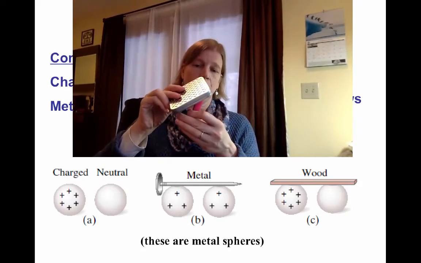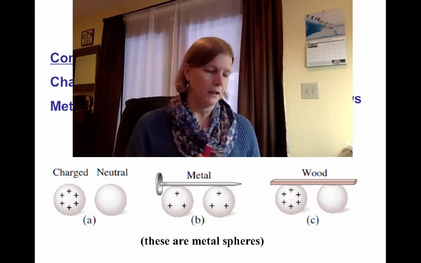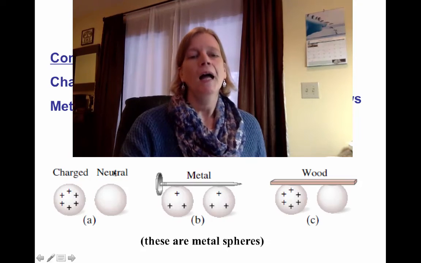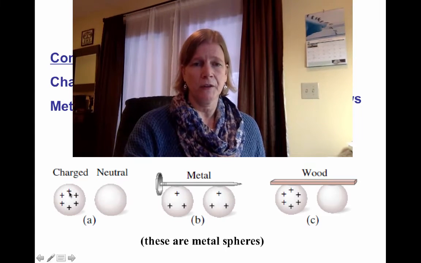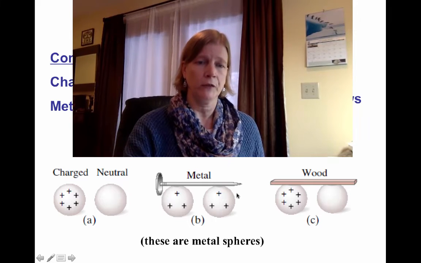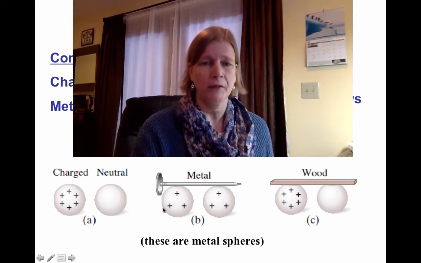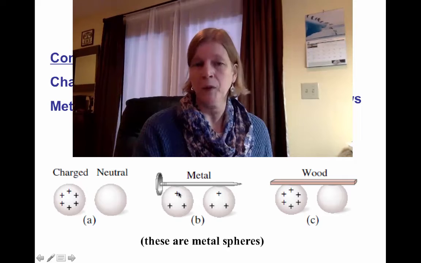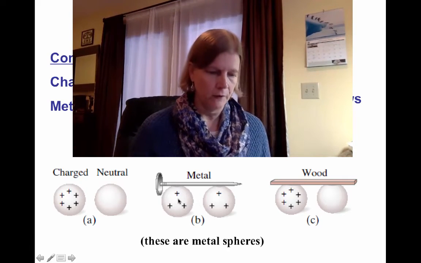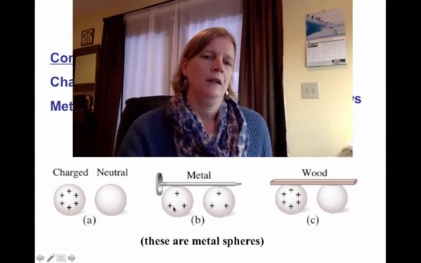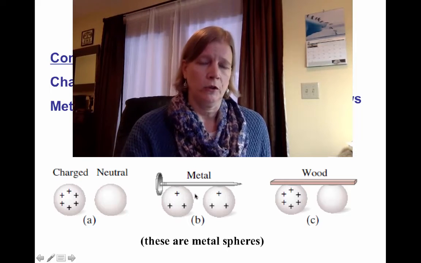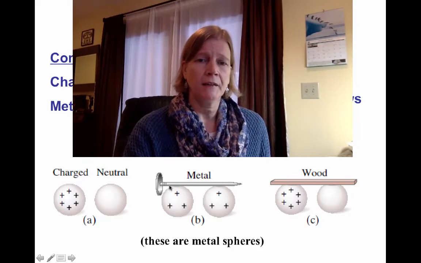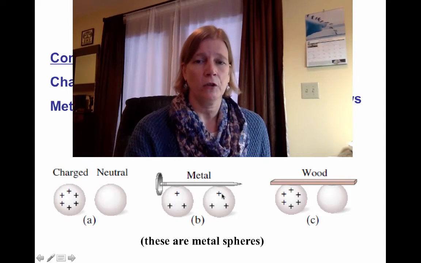If I connect the two, then charge can move through the conducting material, and that excess positive charge on the left will be redistributed so it's evenly distributed between the two metal spheres. Don't think that these are plastic ping pong balls, which they resemble. These are metal spheres, so they can hold charge easily. So you connect them with a conductor and the charge moves.